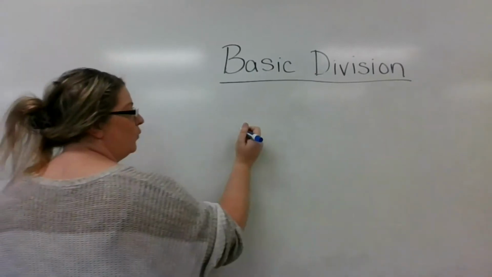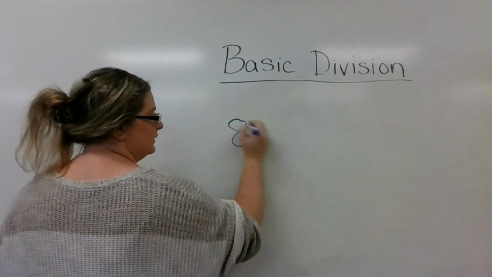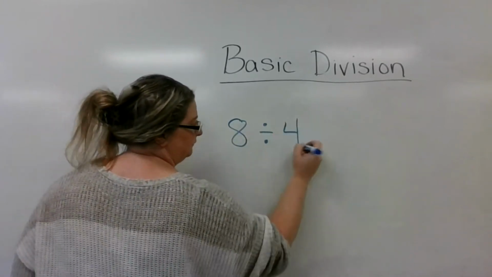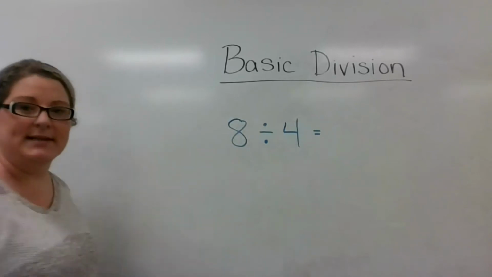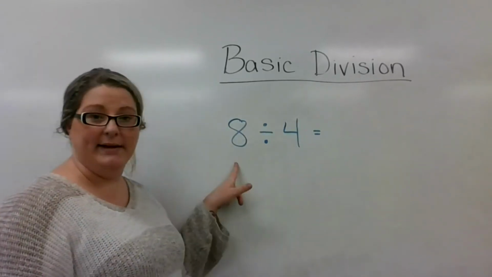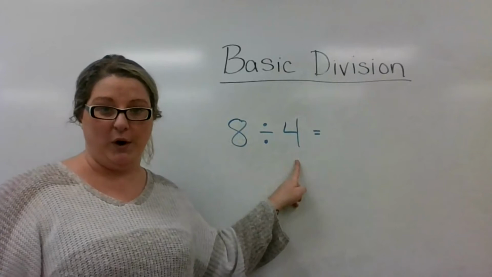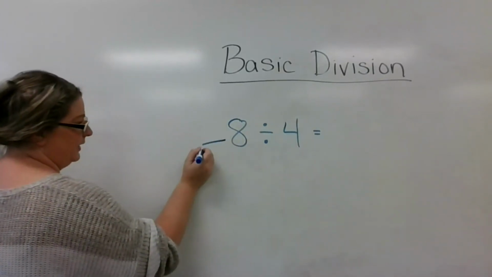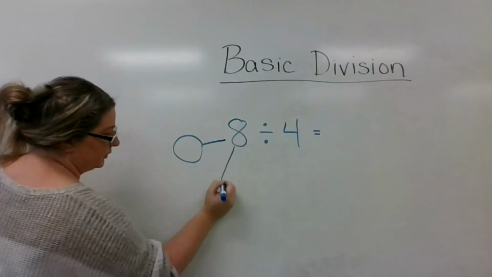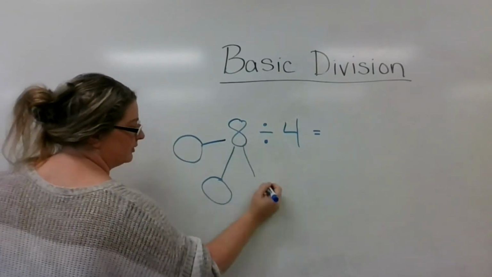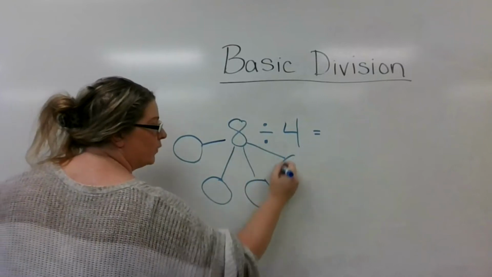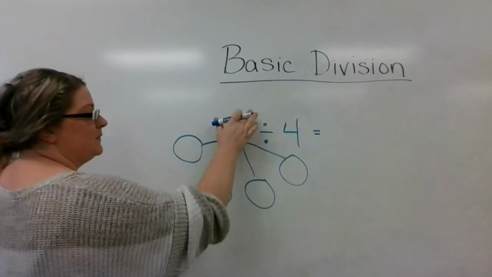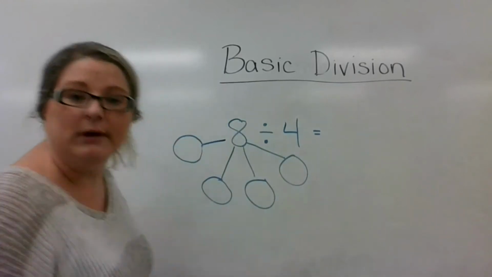Here, we are going to use 8 divided by 4. What this means is that I need to split 8 equally into 4 groups. So I'm going to say this is group 1, group 2, group 3, and group 4, right? We want to see how many times we can split this 8 into those 4 bubbles.